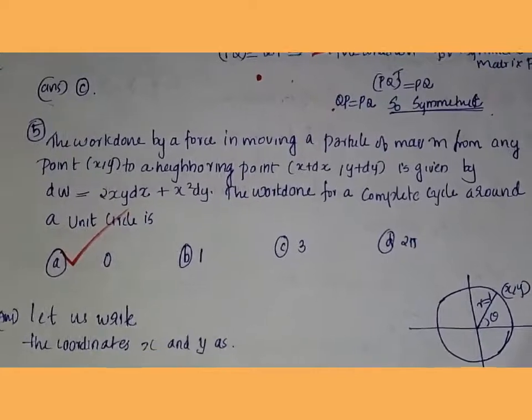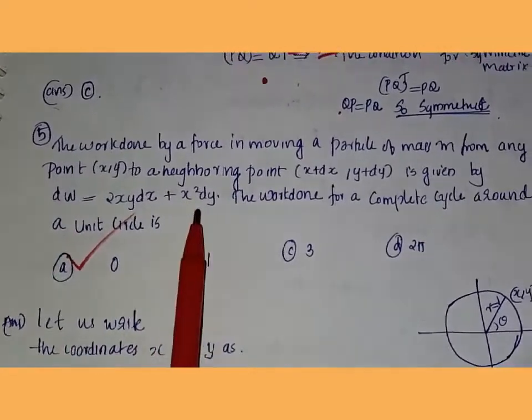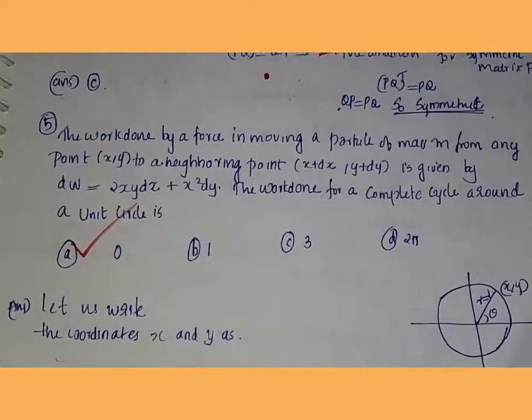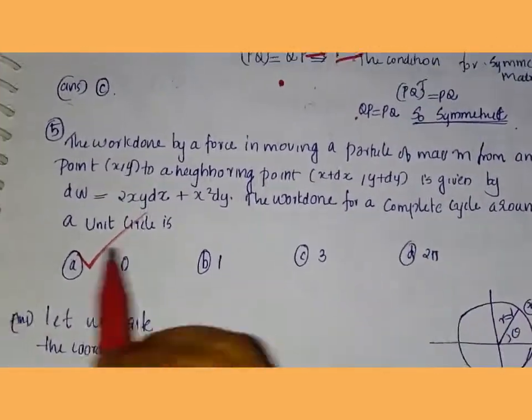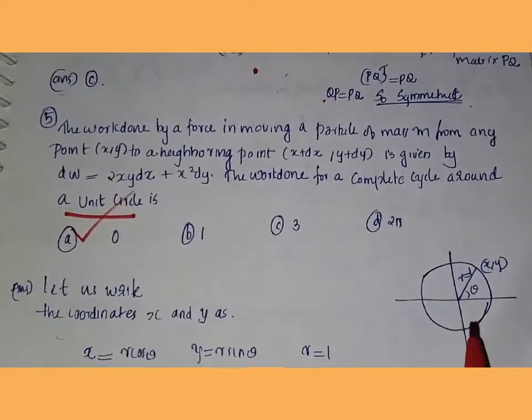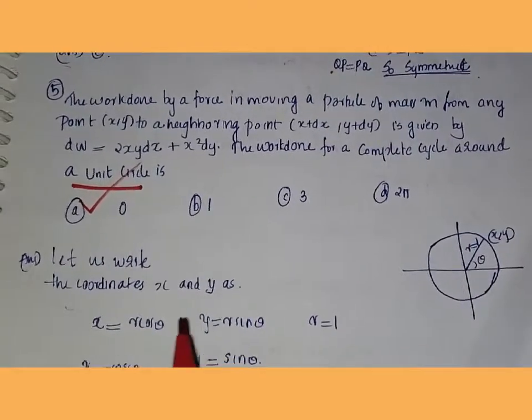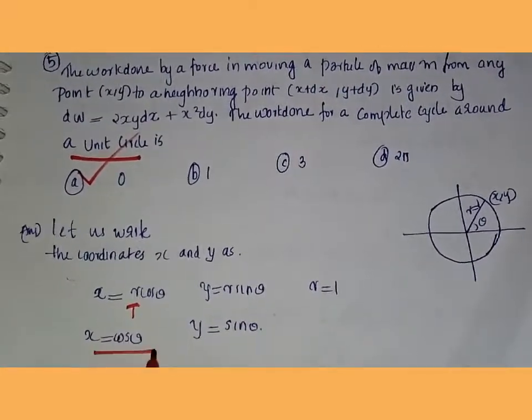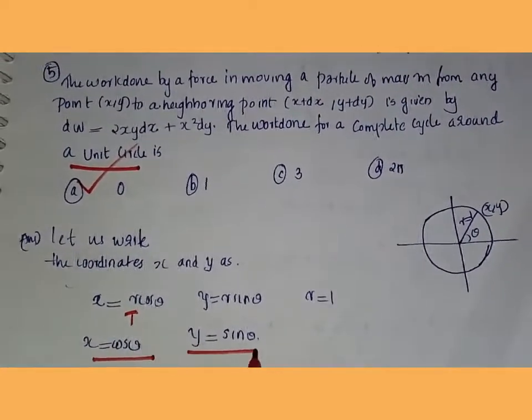In this fifth problem, they are given the work done and we have to find the work done for a complete cycle. They have given that a complete cycle is a unit circle. So considering a unit circle, here we know that unit circle means R is equal to 1. So x is equal to cos theta, y is equal to sin theta.